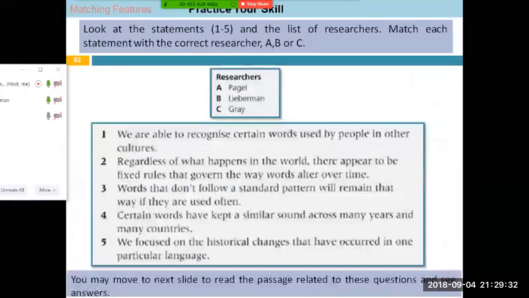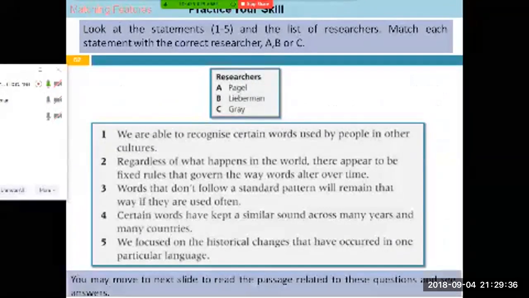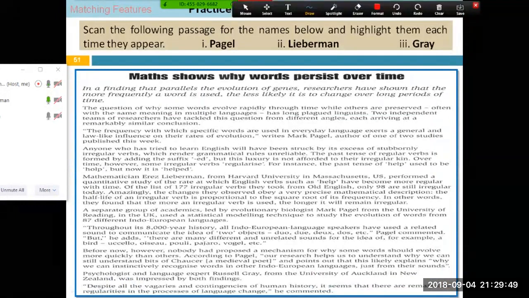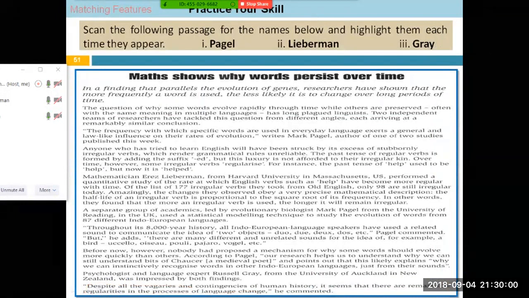Exactly. Now if you see, read this: regardless of what happens in the world, there appear to be fixed rules that govern the way words alter over time. There remain fixed rules, and here it says, sorry, make it complete, regularities in the process of language change. Got it? Okay. Now this is again another topic that I want to share with you.